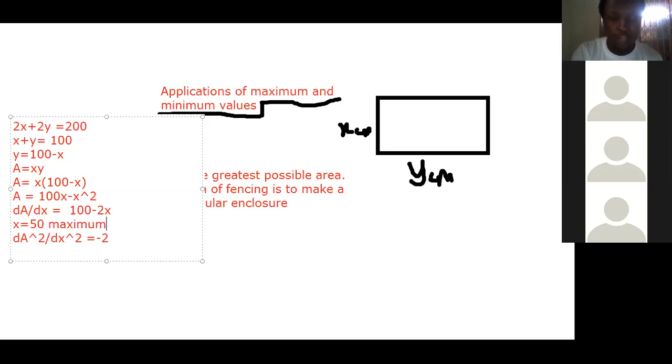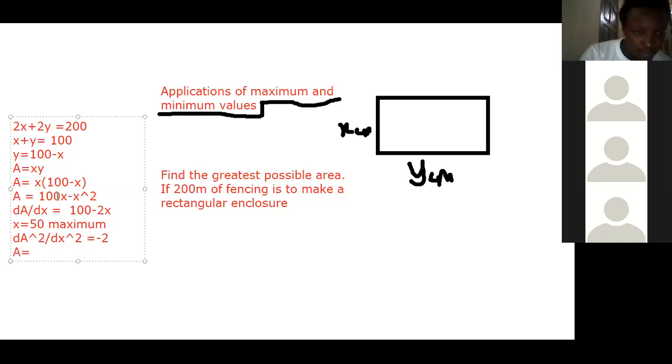Now to find its corresponding y value, which will be the greatest value that the question was asking us to find: the greatest possible area. So A is equal to 100x minus x raised to the power 2. When x is equal to 50, then A will be the greatest possible area you are looking for.